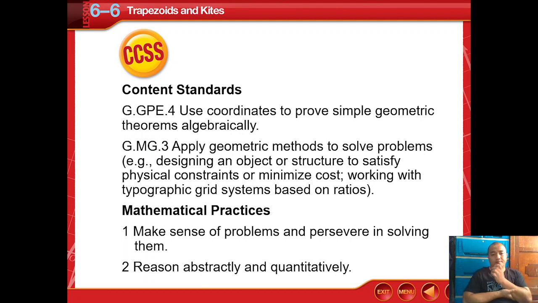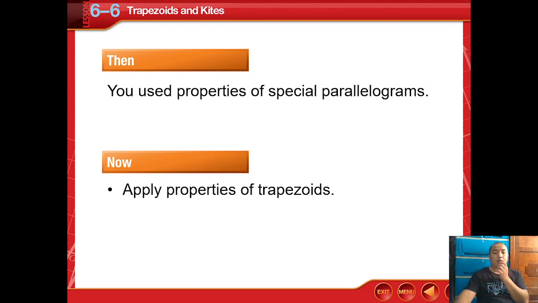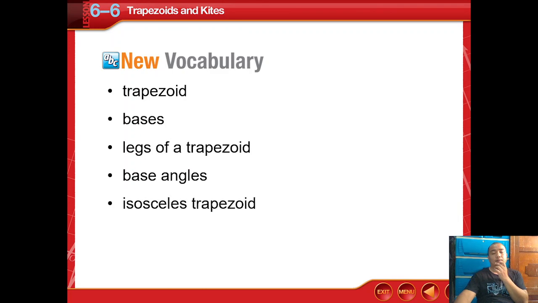So in this topic, we're going to apply methods to solve problems, make sense of problems and persevere in solving them, and reason abstractly and quantitatively. Last time, we learned how to use the properties of special parallelograms. Now, we'll learn how to apply the properties of trapezoids and kites. New vocabulary: trapezoid, bases, legs of the trapezoid, base angles, mid-segment of the trapezoid, and kite.